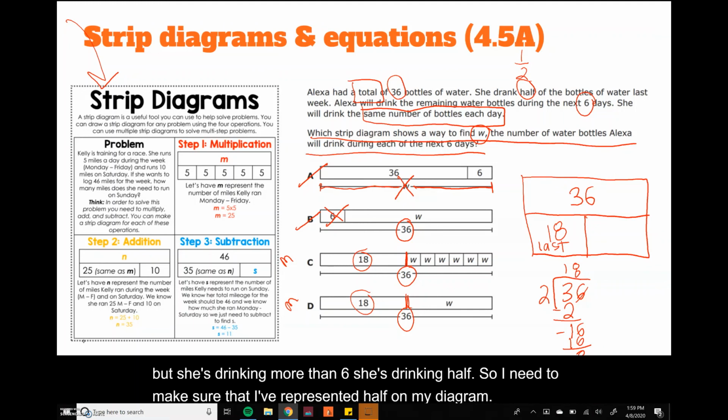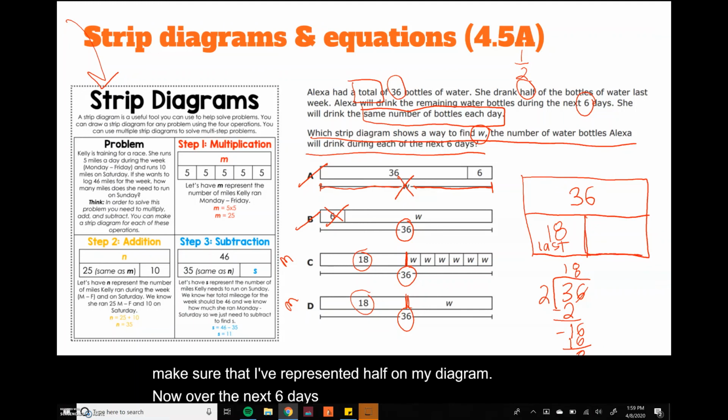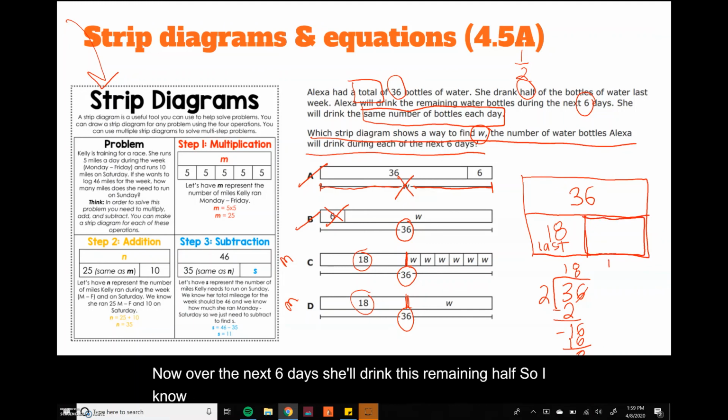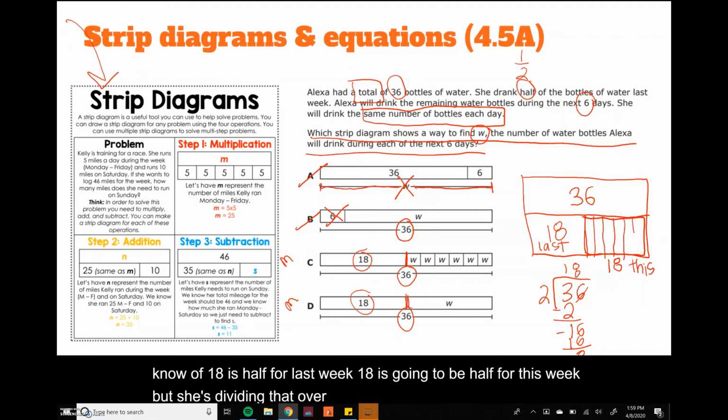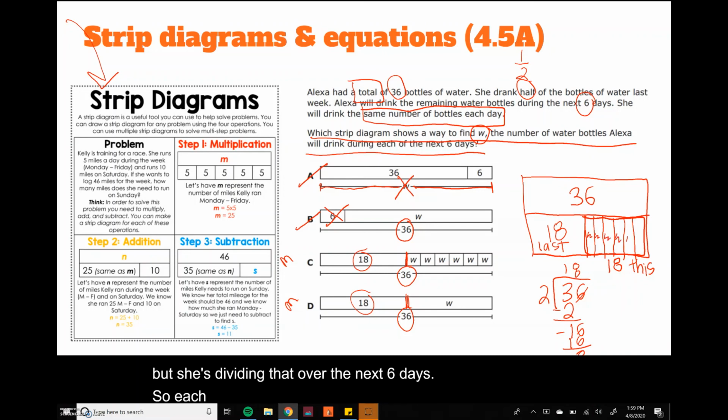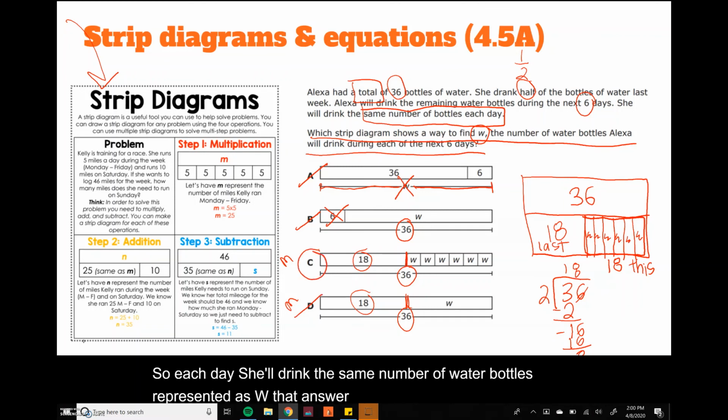Now, over the next 6 days, she'll drink this remaining half. So I know if 18 is half for last week, 18 is going to be half for this week, but she's dividing that over the next 6 days. So each day, she'll drink the same number of water bottles, represented as W. That answer is C.